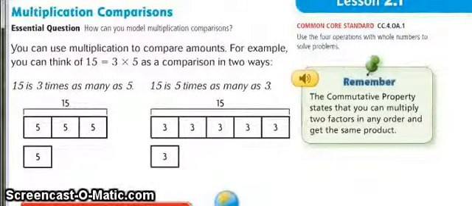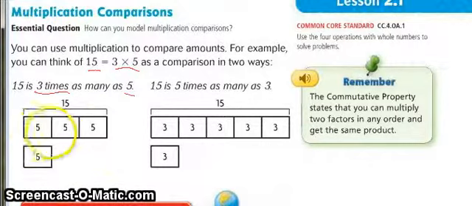Multiplication comparisons. How can you model multiplication comparisons? You can use multiplication to compare amounts. For example, you can think of 15 equals 3 times 5 as a comparison in two ways. First way is think of 15 as 3 times as many as 5.